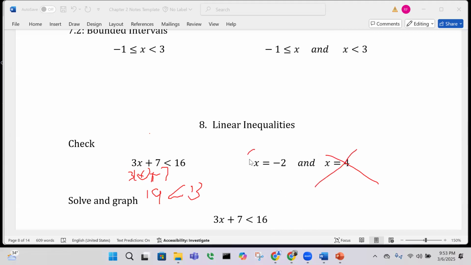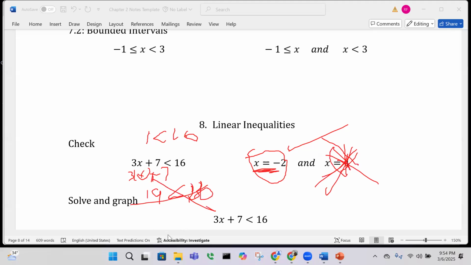-2 is a solution. -2 makes this true. When I put -2 in, it says 1 is less than 16. 1 is less than 16, so -2 is a part of the solution. When I put 4 in, the left side is 19, and 19 is not less than 16. So therefore, this doesn't make sense. Some inconsistency, contradiction, whatever. It's not true. So that's us testing it.